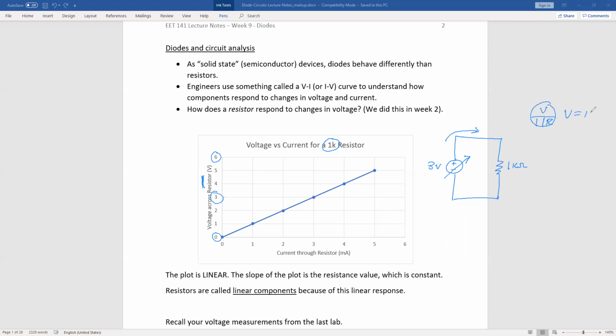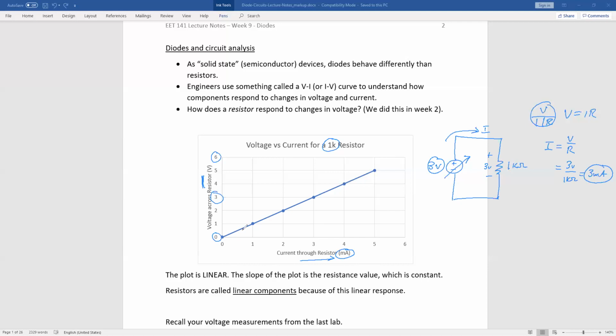V equals IR. In this case we're looking for I, this current. I is equal to V over R. We have a voltage of 3 volts. This is the only component in the circuit, so that's going to be the voltage across that resistor. So we have 3 volts over 1 kilo ohm, which is just going to be 3 milliamps. That's why we use nice values like 1 kilo ohm, because we can do a really simple calculation to get the current. So that's why we have milliamps labeling the current on this axis here.